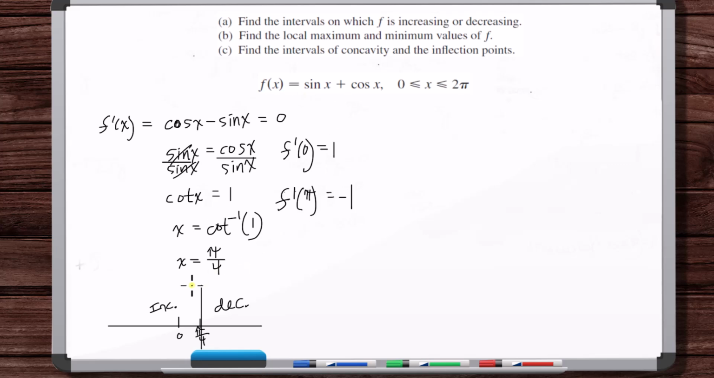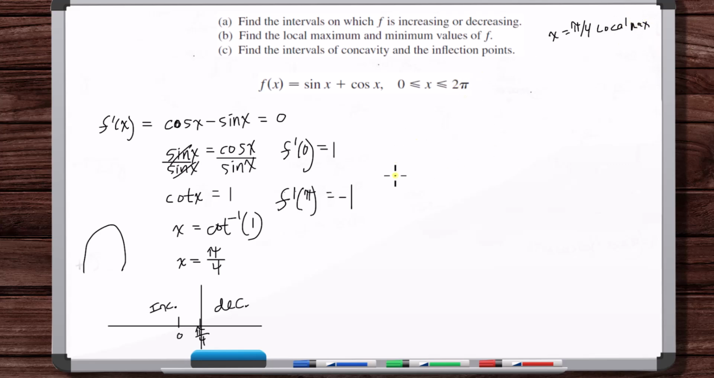All right, and so the local maxes and mins, you go from increasing to decreasing. This is going to be a local max. So x is equal to pi over 4 is a local max, and that's it.